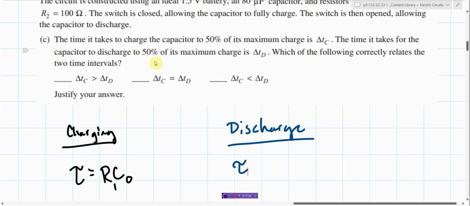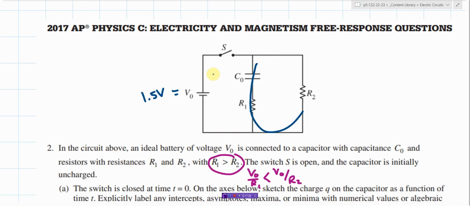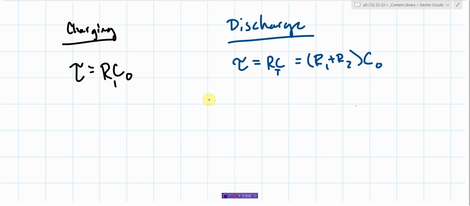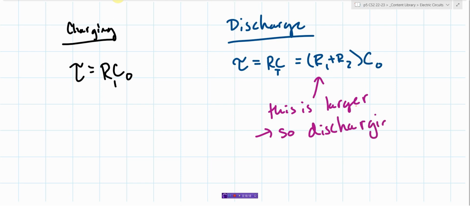This time, the circuit that is involved when it's discharging looks like this. Same capacitance, but now the resistance is both of the resistors. They are in series with each other, so the total resistance is the sum of them. If I find the time constant for that one, that's going to be R1 plus R2 for the resistance part, and then C naught, and that one's just bigger. So it's going to take longer. Discharging takes longer because the time constant is larger.